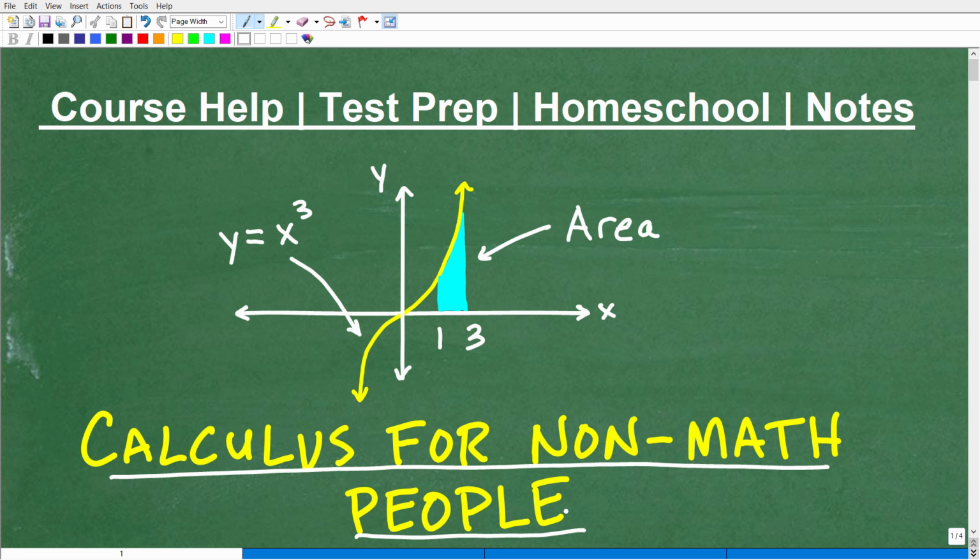So what is the problem? Well, if you look here, we have this little yellow curve, and we define that curve by this little equation right here, y equals x cubed. So this is the description of this curve. Now, what we want to do is find the area underneath that curve, and it's bounded by the x-axis right here. It's this blue shaded region. We'd like to find the area of this region right there.